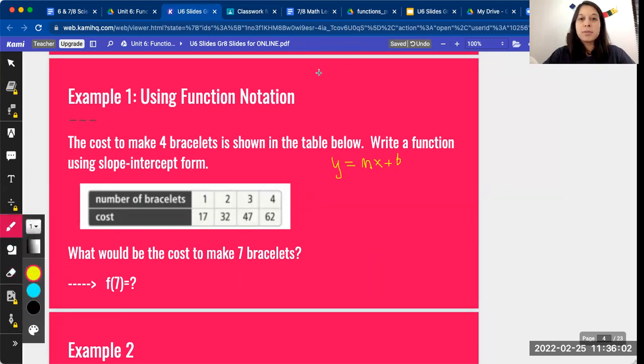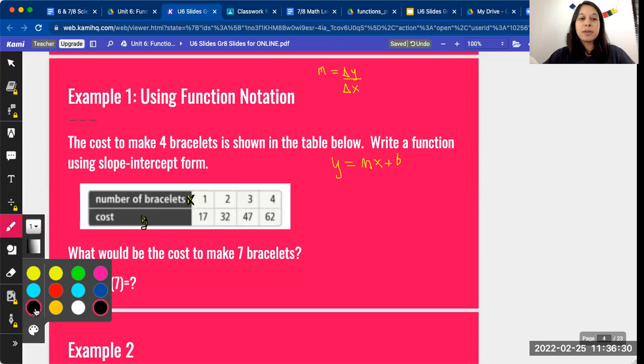I'm gonna come up here. Remember, the slope equals change in y over change in x, right? So first of all, we have to come down to the table and figure out what our y and our x are. So we're talking about cost. So our cost is our y, and the number of bracelets is x. So basically, the amount of money we can make, the cost, depends on how many bracelets we make. So change in y over change in x.